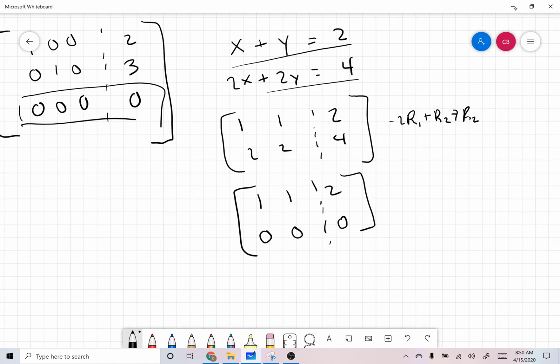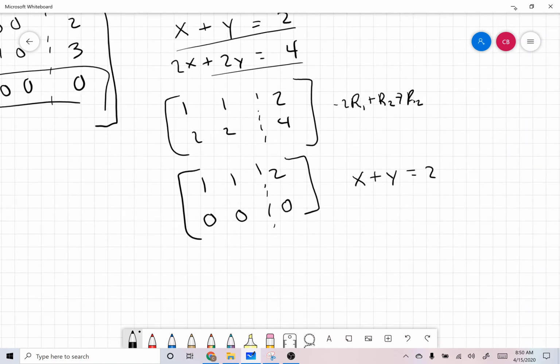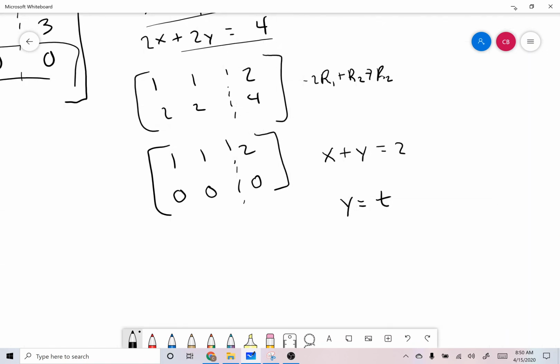So what does this say? This says that you have x plus y is equal to 2. That's the original top equation. So in this case, if you want to get any solutions for this, then all we need to do, let's say y is equal to t. That means that we've chosen y to be our free variable.